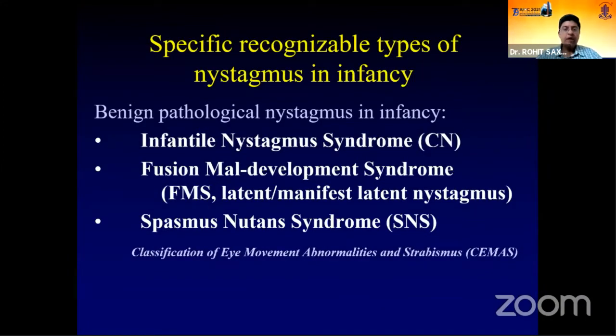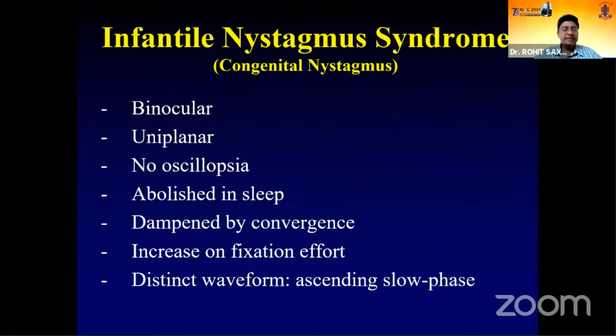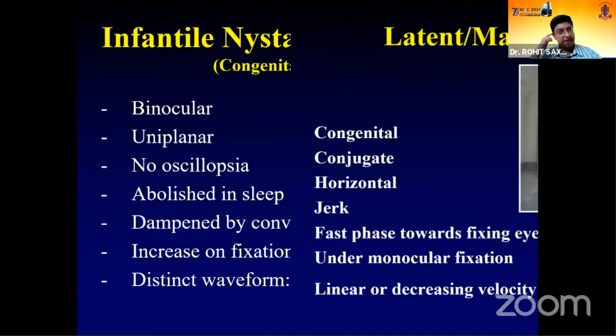Infantile nystagmus syndrome, which was earlier called congenital nystagmus, fusion maldevelopment syndrome, which was also called the latent or latent manifest nystagmus, and Spasmus Nutans syndrome. So infantile nystagmus syndrome is a binocular uniplanar nystagmus, which is abolished in sleep, dampened by convergence, a fact that we tend to use for management. It increases on fixation effort. So when a patient anxiously tries to look better or clearer, it actually increases the nystagmus. And an important waveform is an ascending slow phase, which we'll talk about later.